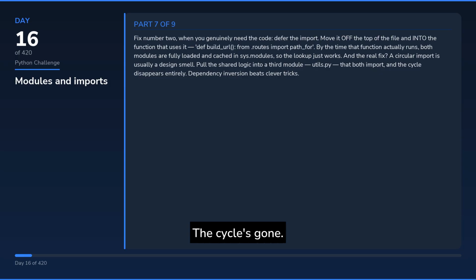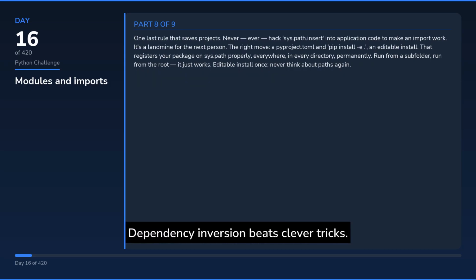The cycle's gone. Fix number 2, when you genuinely need the code, defer the import. Move it off the top of the file and into the function that uses it: def build_url, from .routes import path_for. By the time that function actually runs, both modules are fully loaded and cached in sys.modules, so the lookup just works. And the real fix? A circular import is usually a design smell. Pull the shared logic into a third module, utils.py, that both import, and the cycle disappears entirely. Dependency inversion beats clever tricks.